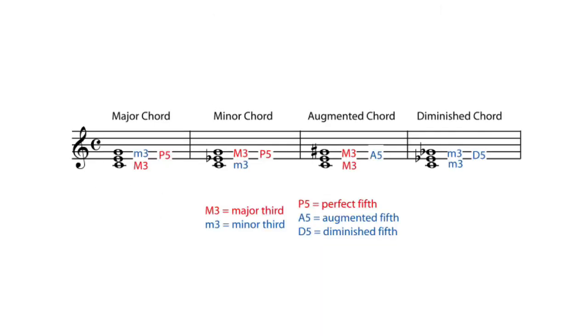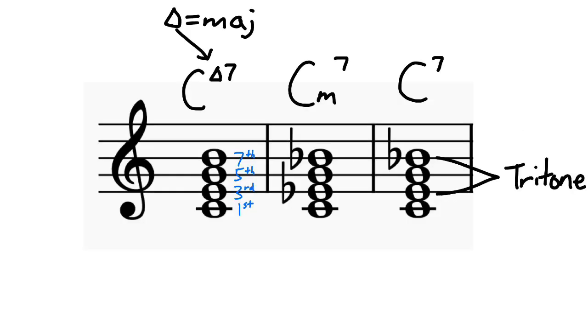First, we have a major chord. If you flatten the 3rd, you get a minor chord. If we go back to the major chord and raise the 5th, we get an augmented chord. And if you flatten the 5th of a minor chord, you get a diminished chord. We can add more notes to these chords.